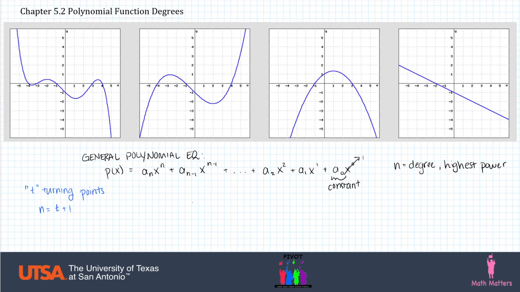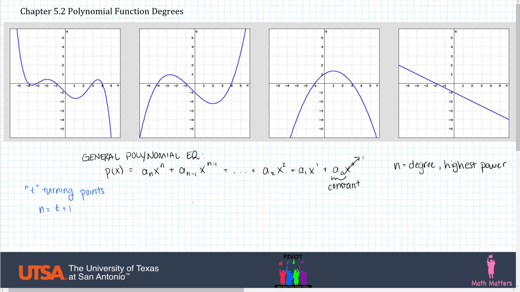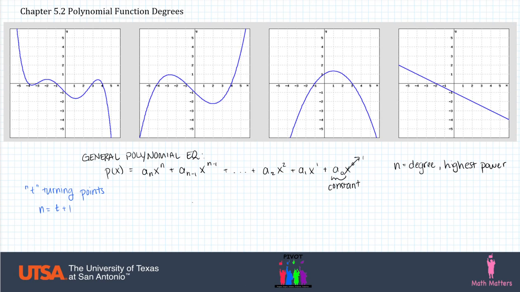What that means is if we have 4 turning points, for example, then our equation must be at least a 5th degree polynomial. So we can look at examples of this with the graphs given to us. Let's call the first one f of x. The first thing we want to do is count the turning points. We have one right here, another one right here, another one here, and another one here. So in this case, for f of x, t equals 4. Then that means n must be 5. So f of x is at least a 5th degree polynomial.